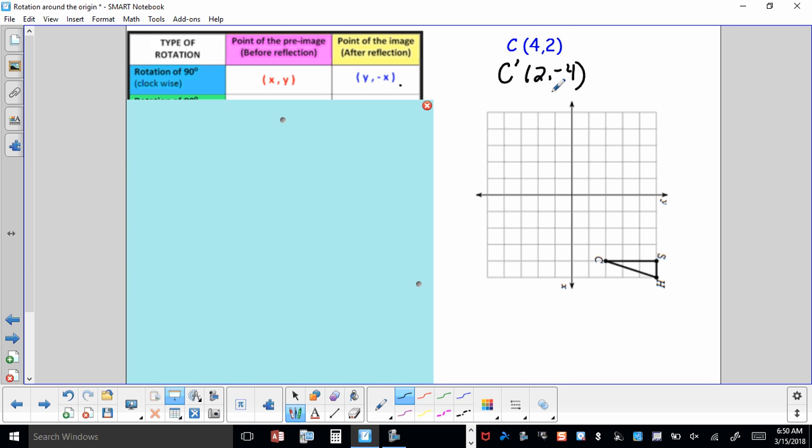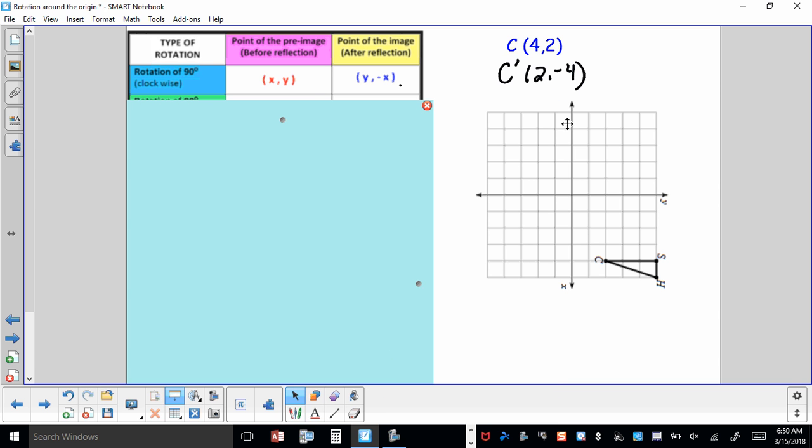So the relationship of the coordinates: we started with an XY coordinate, and when we rotated it 90 degrees clockwise, the coordinates switched place, and the X coordinate is the opposite.